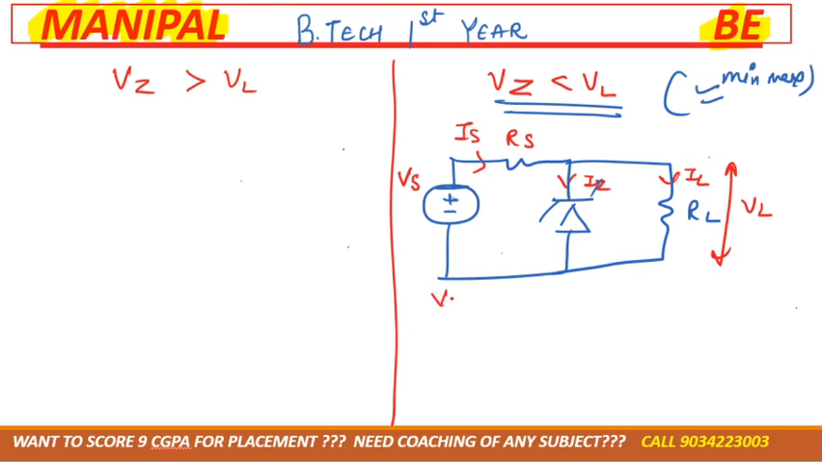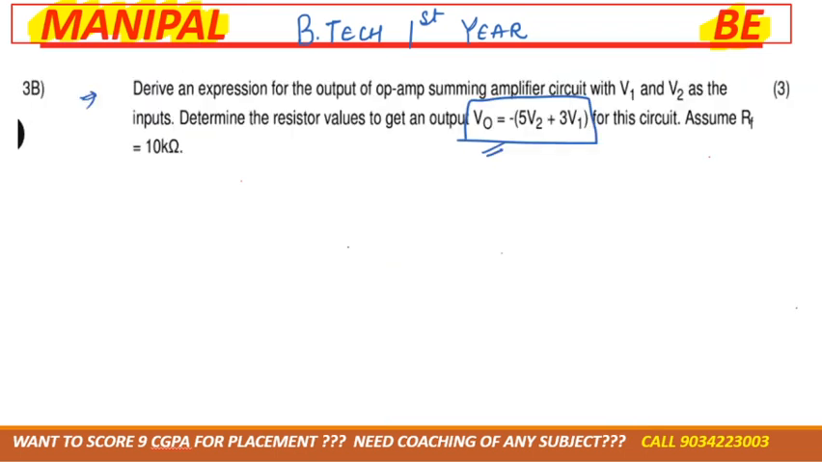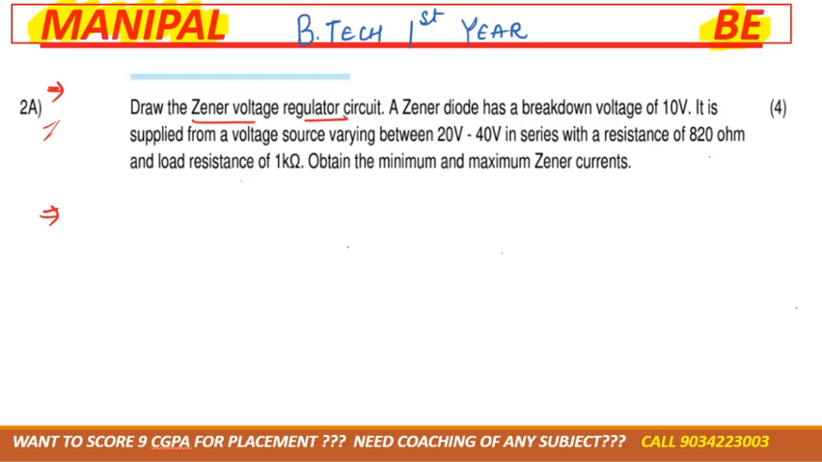Okay? So in this case VZ is equal to VL, IS is equal to IZ plus IL, and IS is equal to VS minus VL by RS, and VL is equal to Vout, or VZ is equal to... no, VL is equal to IL into RL, Ohm's law, and PZ is equal to VZ into IZ. Only these formulas will be used. Okay, so now let's come to this.